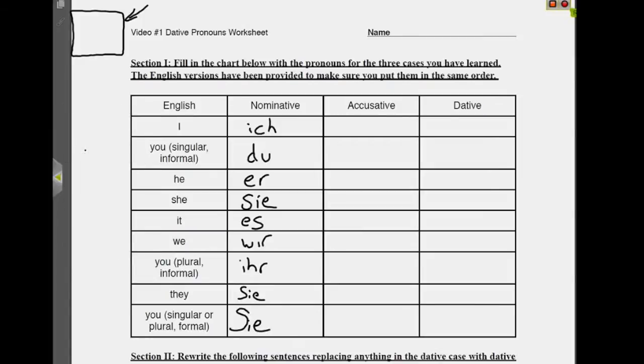Now we've already learned the accusative ones, and we've talked about these as being direct objects or objects of accusative prepositions. So we have here mich, as in for me, für mich. The accusative form of du is dich, as in für dich, for you. He changes from er to him, which would be ihn. Sie and es stay the same in the accusative case. Wir, we changed from we to us, which in German is uns. Ihr changes to euch, and the 2 other sie's here stay the same.